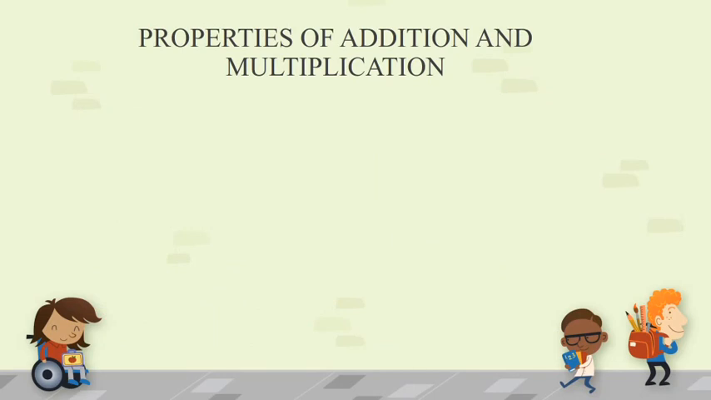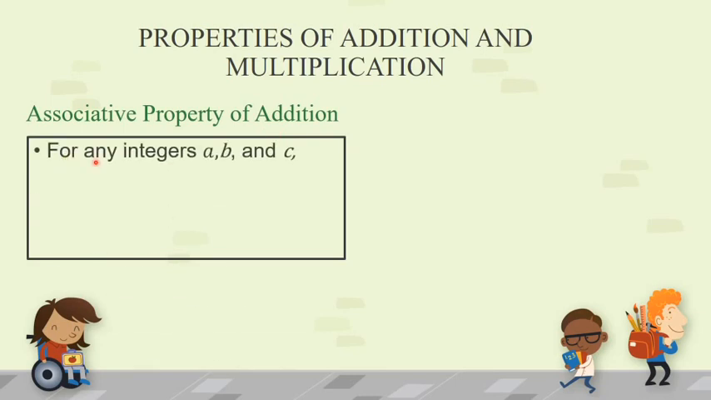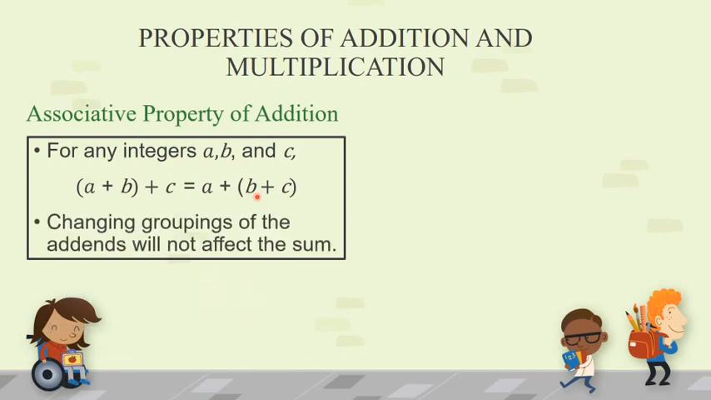Now, let us have the third properties of addition and multiplication. So, we have the associative property of addition. In symbol, we have this. For any integers a, b, and c, we have the quantity of a plus b, plus c, is equal to a plus the quantity of b plus c. So it means that there is a change in groupings of the addends. And if there is a change, it will not affect the sum.